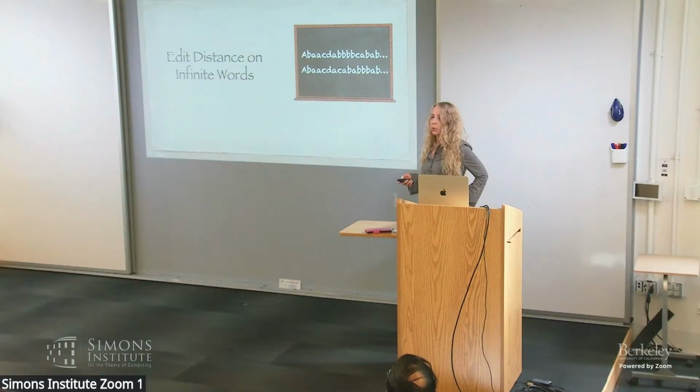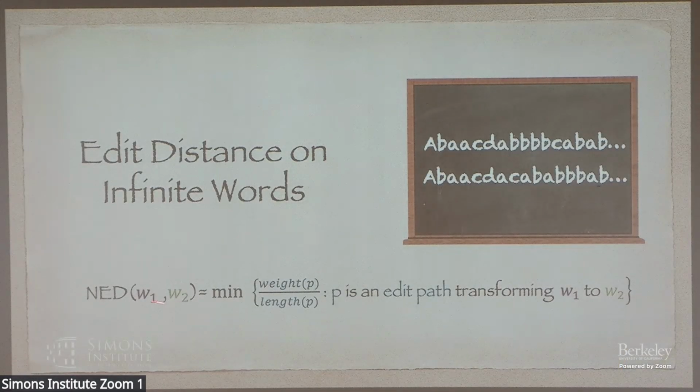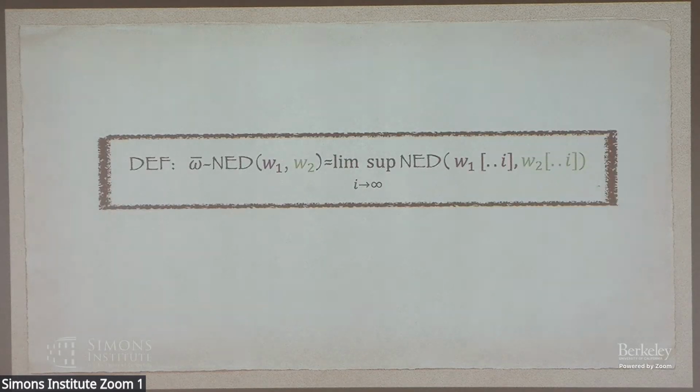So, edit distance between infinite words. We have this definition of normalized edit distance between finite words, the minimum cost of an edit path, which we are really happy about. And the question is, how do we extend it to a notion of edit distance between infinite words? The definition that we suggest is taking the lim sup over increasingly large prefixes of the two infinite words. This is work with Joshua Grogin and Gervais.